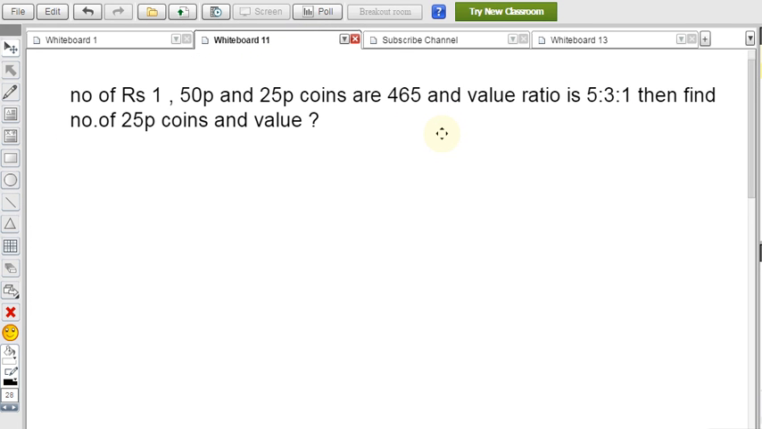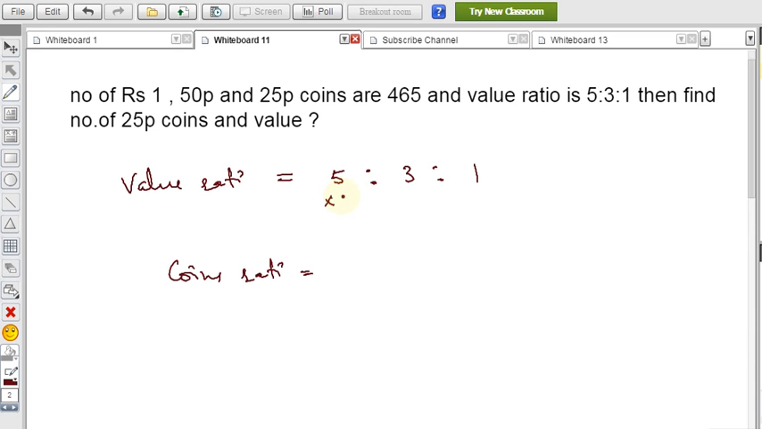So in this problem, they give the number of coins. In the previous problem, they gave the total cost of the coins. So first we take the value ratio, which is 5:3:1. Because 5 is the 1 rupee, 3 is 50 paisa, 1 is 25 paisa. So we have to convert the value ratio into the coins ratio. Number of 1 rupee coins is 5 into 1, 3 into 2, 1 into 4. Because for 25 paisa, value 1 means we will get 4 coins. Now the coins ratio is 5:6:4.